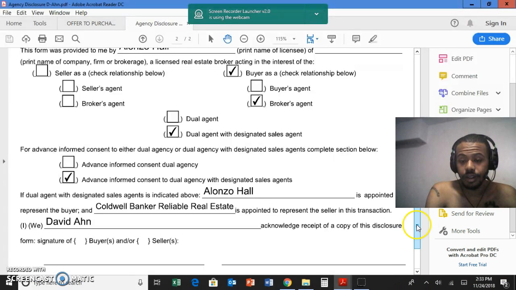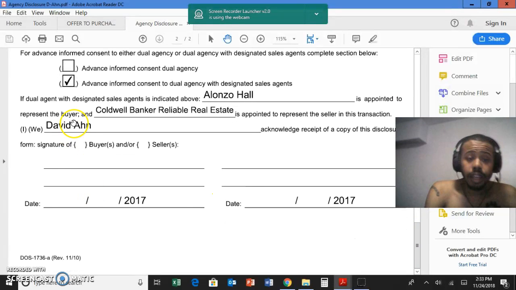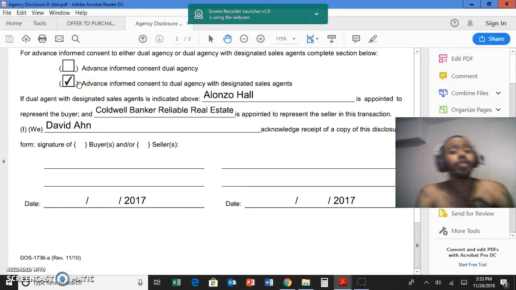And then you want to give them advanced informed consent. So you're saying, listen, I'm telling you this before we even go shopping, that we might find someone who has a property, and it's within our brokerage. So we need your consent. And then their signature would go here of the buyer. You would check this, and then you put their name and signature and the date.